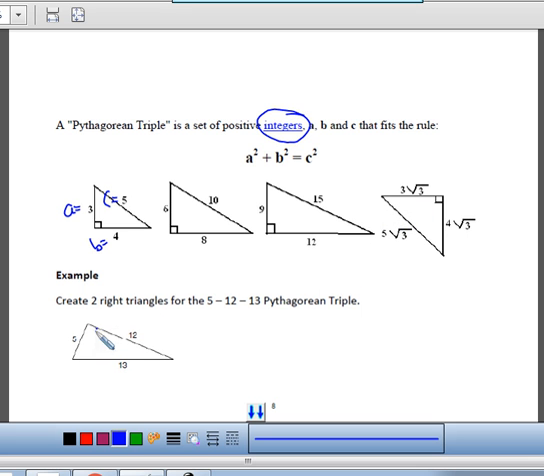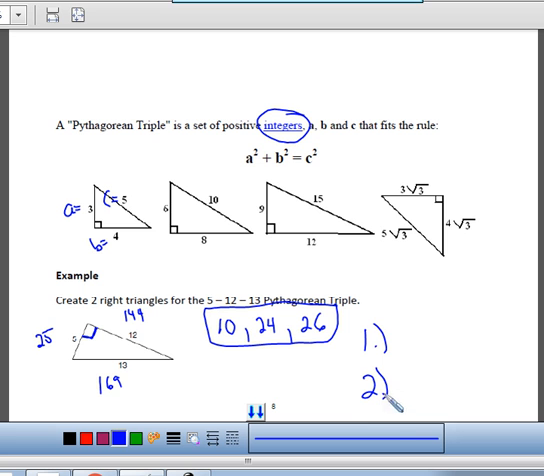Here's another example of a Pythagorean triple, a 5, 12, 13. This 5 squared is 25, 12 squared is 144, and 13 squared is 169, and 25 plus 144 is 169, so this is true. So this says create 2 triangles for the 5, 12, 13 Pythagorean triple. I'll give you one example, and then you're going to do 2 more on your own. How about 10, 24, and 26? See if you can figure out what I did and come up with 2 more on your own.